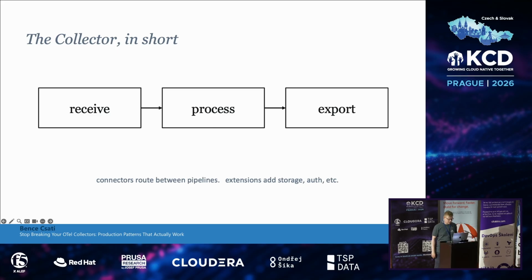If you haven't seen a collector before, it's a very cute being. It simply receives some data, performs some processing on it, and finally exports it to your favorite destination. Along the way, you can have connectors to route between your pipelines. You have distinct pipelines per signal, like logs, metrics, traces, baggage, profiles, and so on. And you can have extensions for storage and authentication. So this is the collector in short, and it's a beautiful process.